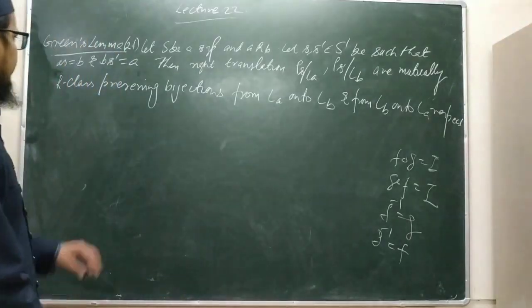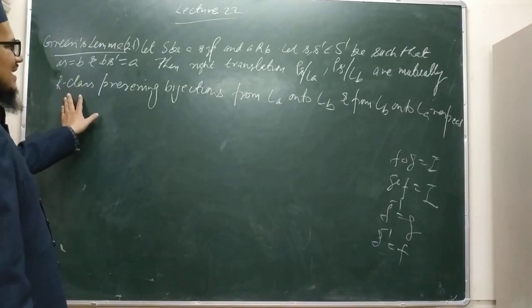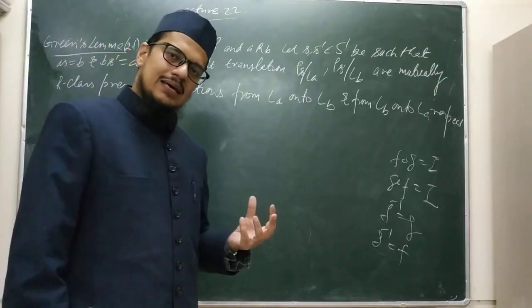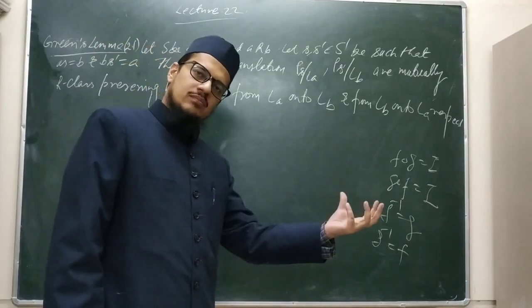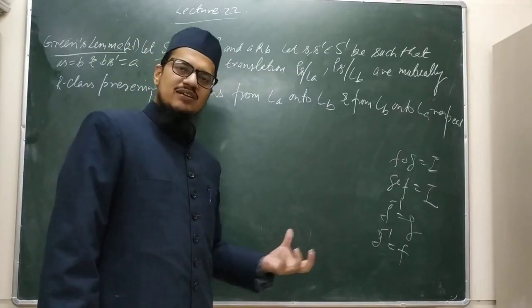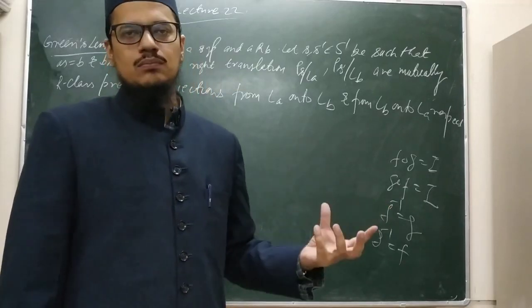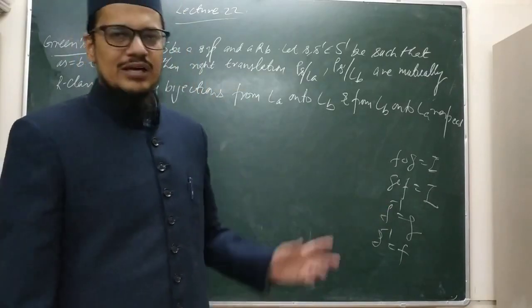And after that, we have to prove that they are R-class preserving, meaning the element and its image both should be R-related to each other. This we have to prove. So let's start.